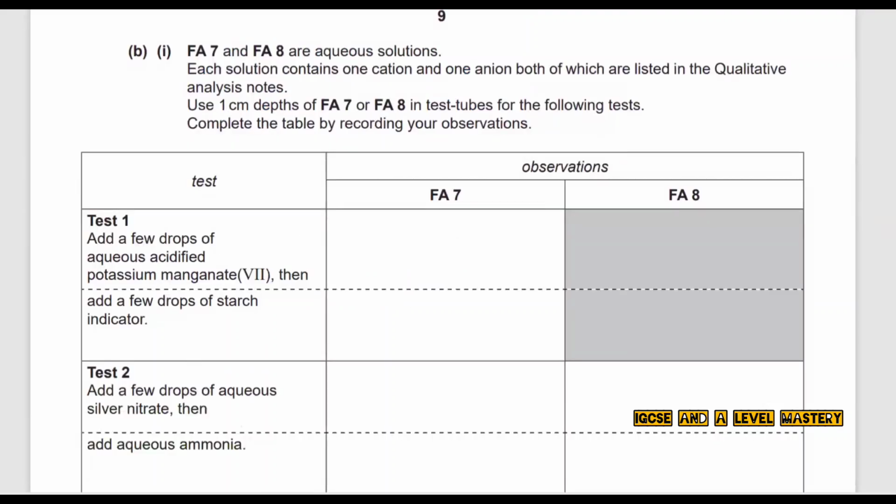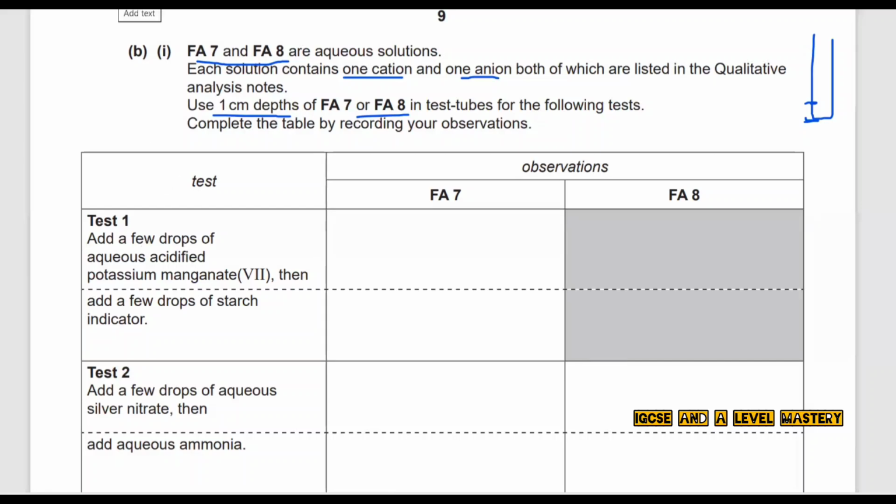We are moving on to the next question, which says Fa7 and Fa8 are aqueous solutions. Each of the solutions contains one cation and one anion, both of which are listed in the qualitative analysis notes. Use 1 centimeter depth of Fa7 or Fa8 in the test tube for the following tests. Complete the table by recording your observations. Whenever you are taking solutions in a test tube, it should only be up to 1 centimeter from the bottom of the test tube. You will be taking the solutions for doing the tests mentioned in the table. Again here it is just one cation and one anion, and both are given in the qualitative analysis sheet. So let's try and do this test.